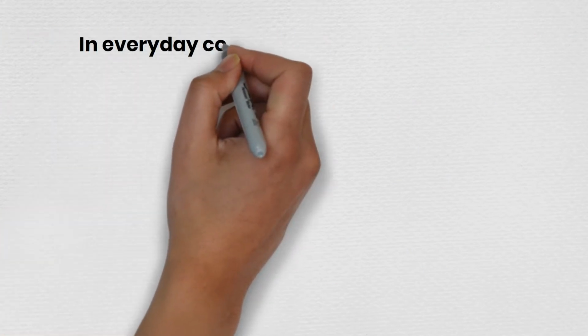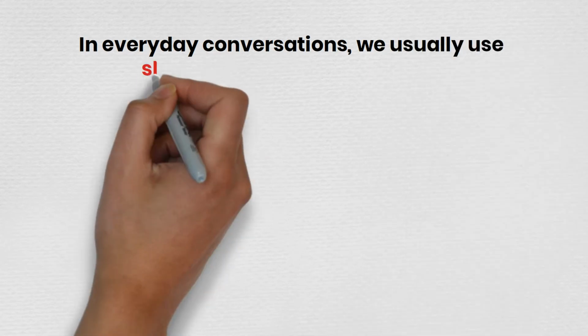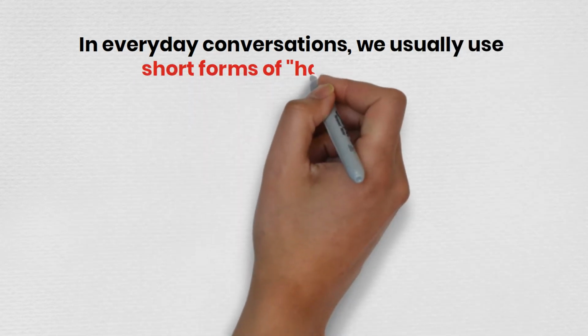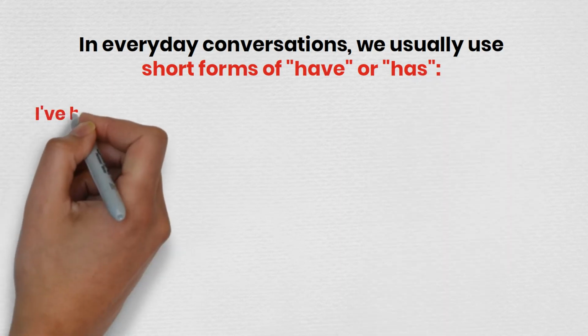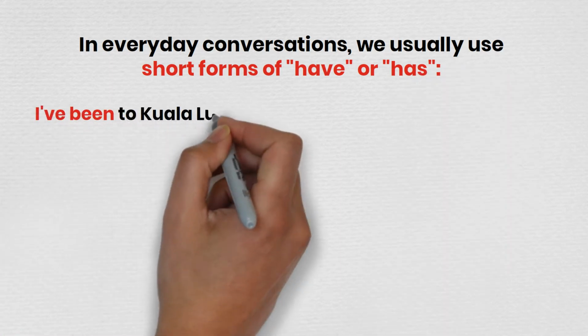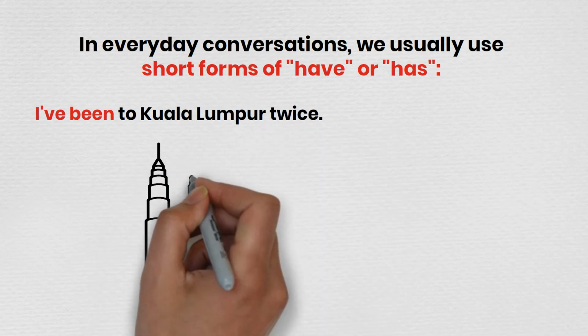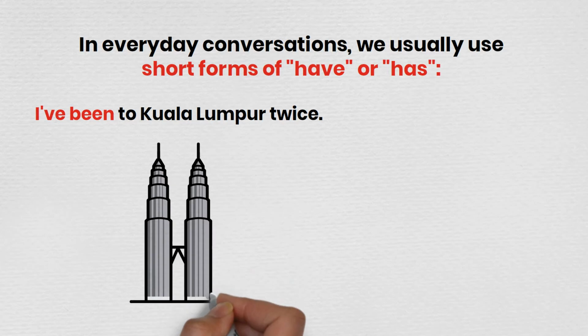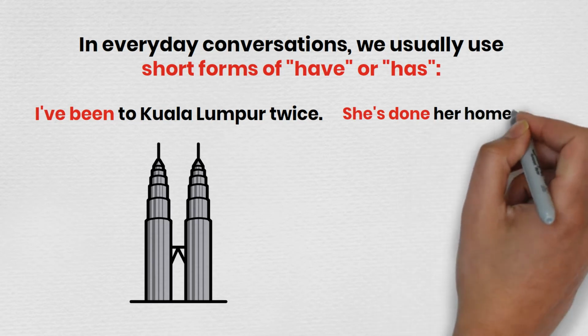In everyday conversations, we usually use short forms of have or has. I've been to Kuala Lumpur twice. She's done her homework.